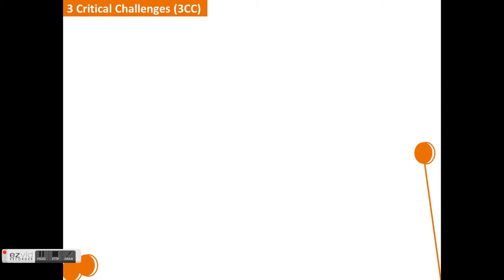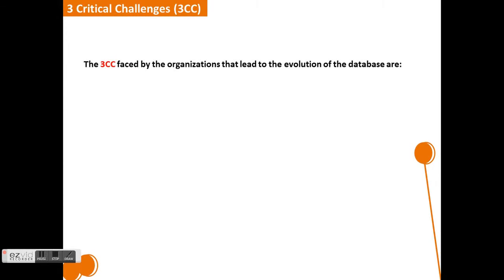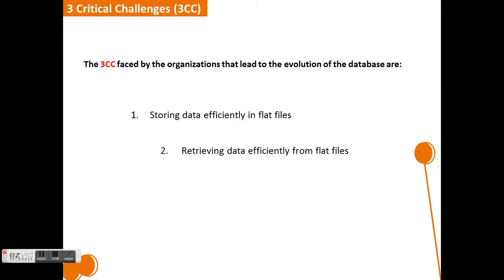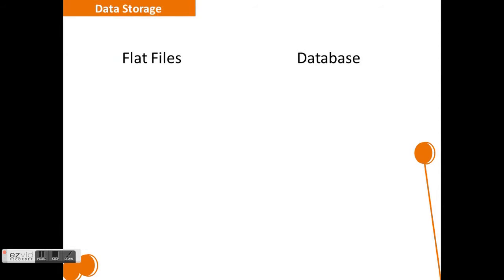The three critical challenges, also called 3CC, faced by the organizations that led to the evolution of the database are: the first critical challenge is storing data efficiently in flat files. The second CC is retrieving data efficiently from flat files. And the third CC is data security in using flat files. These are the three critical challenges, or 3CC, faced by the organizations in using the flat file system. Now, let's discuss each of the 3CC with a real-time example.